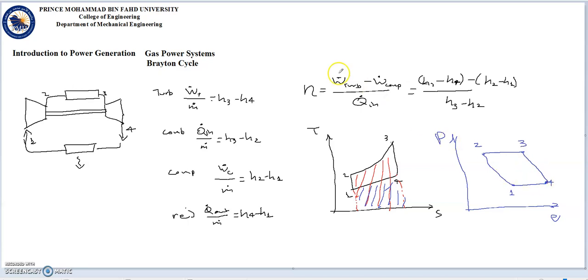So as a result, this green area is the work we need to offer to the compressor, and this red area is the work we get from the turbine. So the difference in purple is the useful work we get from every cycle.